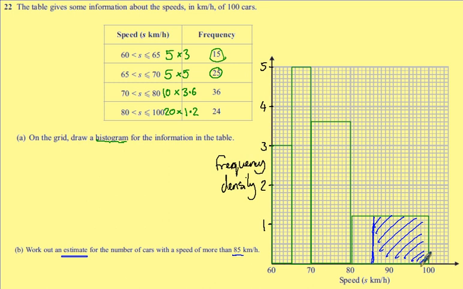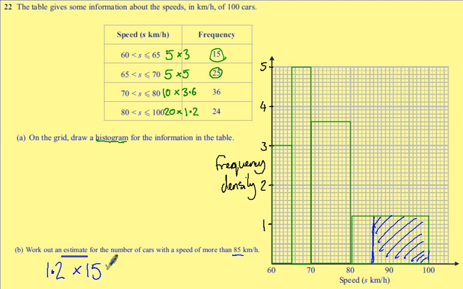Now we know the height, or our frequency density here, is 1.2. From 85 to 100 is 15, so I need to multiply 1.2 by 15 to find out an estimate for the number of cars that are travelling more than 85 kilometers per hour.